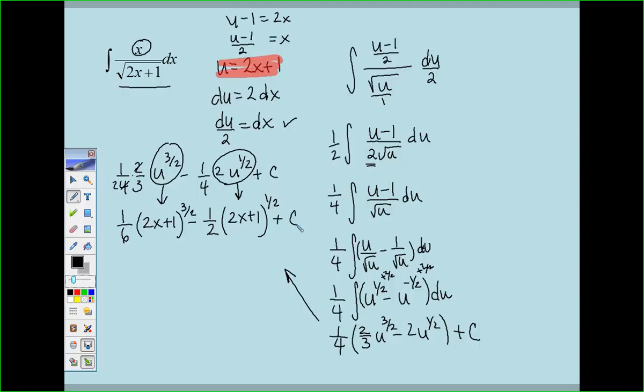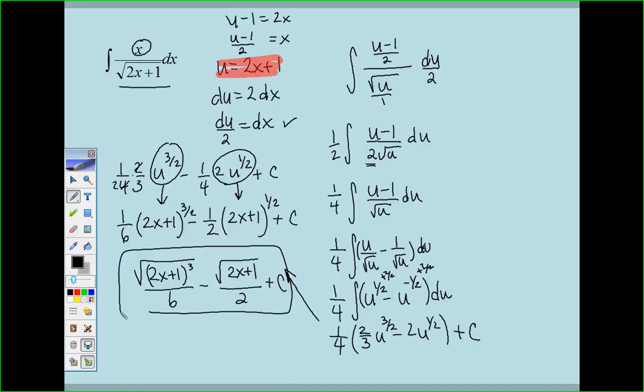So if we're given an integral in radical form, typically we give it back in radical form. So we would have the square root of 2x plus 1 cubed over 6 minus the square root of 2x plus 1 over 2 plus our constant of integration. So there is our antiderivative.